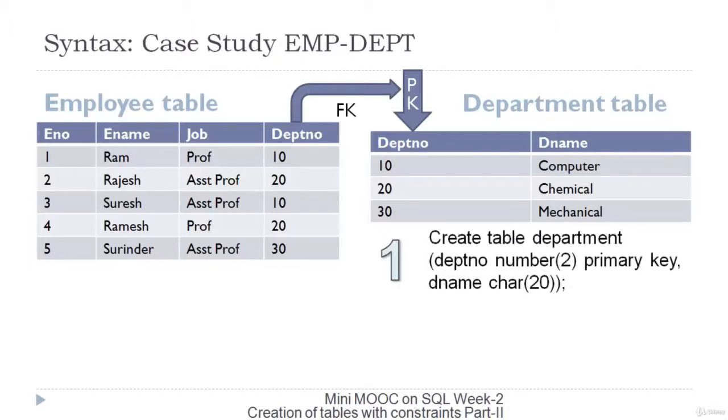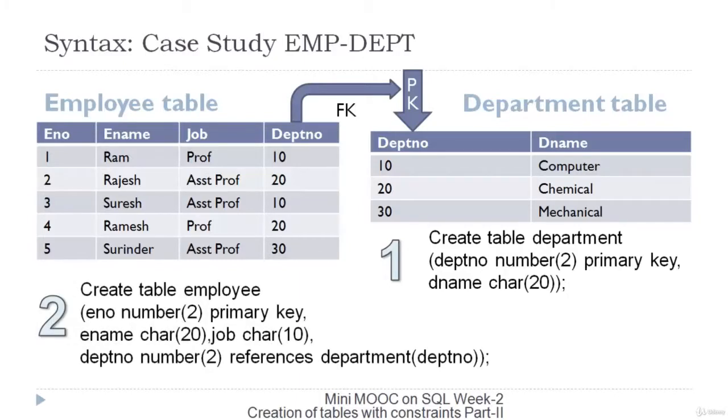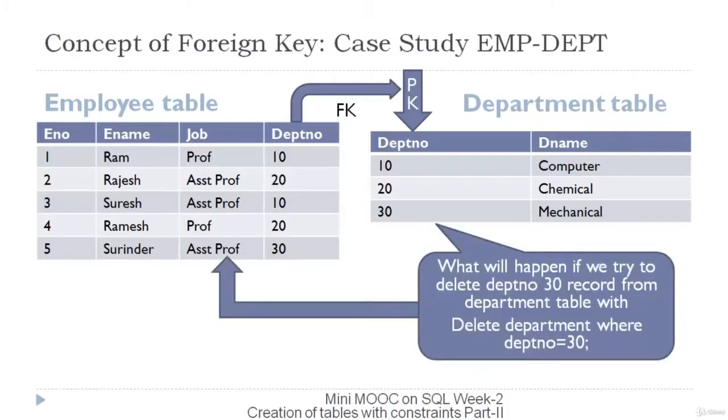For this, department number is primary key. Second step will be to create employee table, and in this, department number is foreign key, and it refers department table's department number for validation of its value. Let us consider a case where user tried to delete department number 30 record from department table. It should not be allowed because then record of employee number 5 will become invalid.